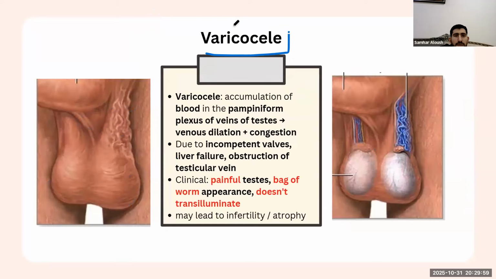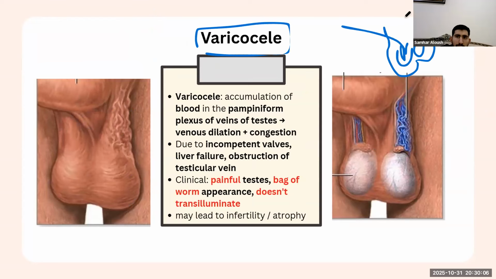Now the second disease is varicocele. Now these are the testes, and there is an artery that supplies them and a vein that takes blood from them. The veins are called the pampiniform plexus of the testes.